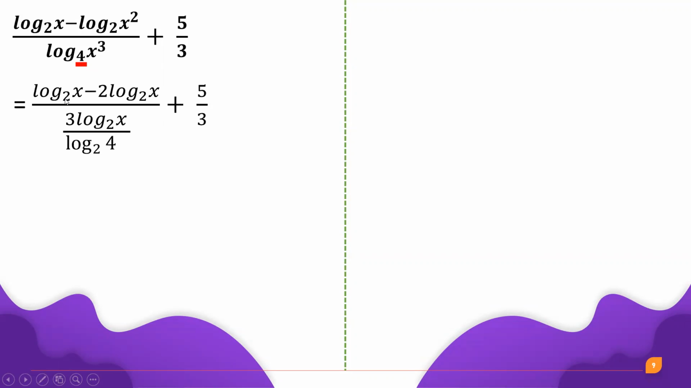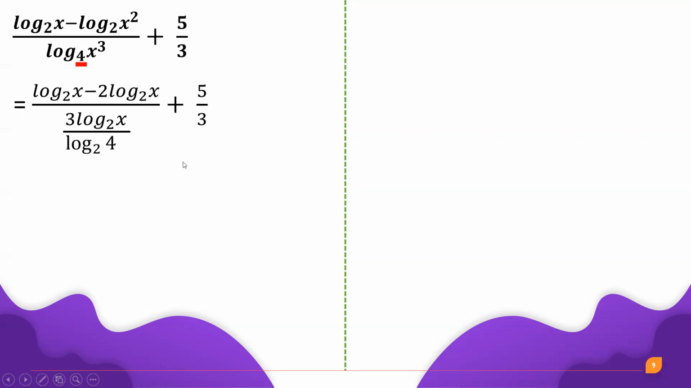Now you write log base 2 of x minus 2. Now this 2, that is a power of x, will come in front of the logarithm. That 2 comes in front. So we remain with the logarithm of base 2 of x because we want to have a common factor between these two. You're able to see the common factor here is log base 2 of x, and you also have log base 2 of x over.